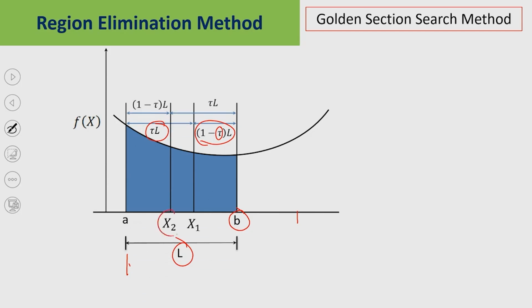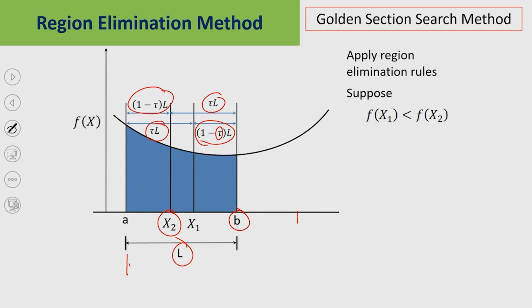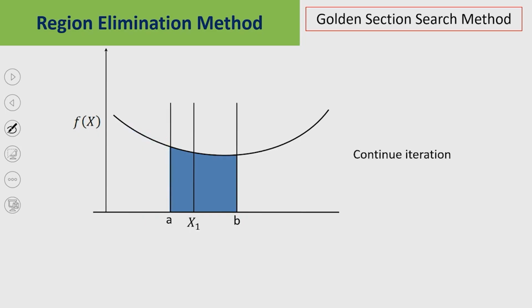Now I will take another point, and this point is again tau L from B and 1 minus tau L from your A. Now, again I will apply the region elimination rules, and suppose in this case f of x 1 is less than f of x 2. That means f of x 2 is greater than f of x 1, so this region can be eliminated. So, I am getting now new A B, and this will be your new L.